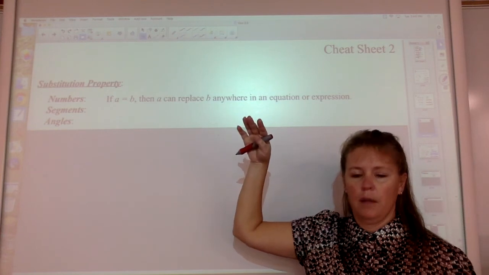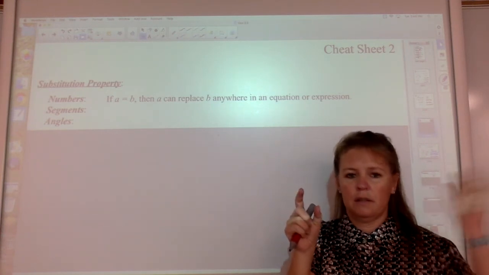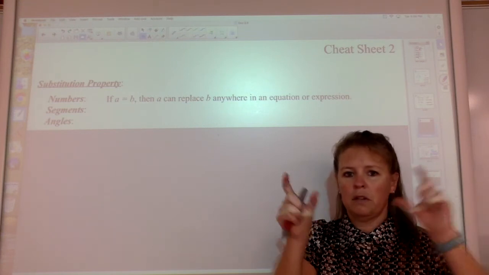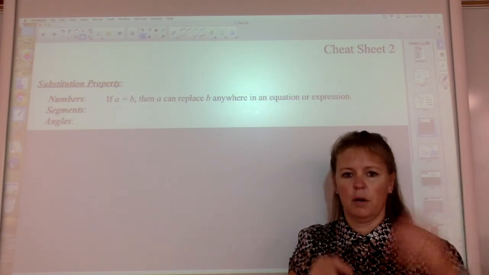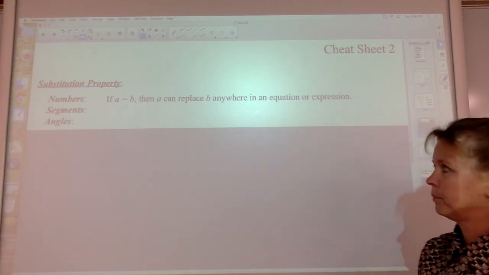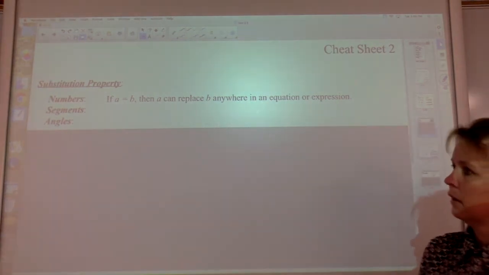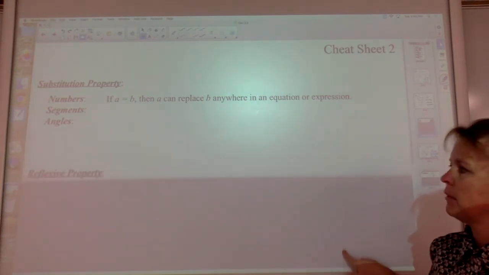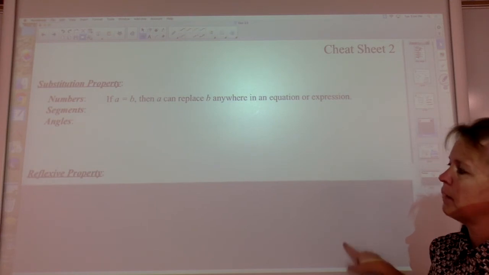Anywhere. Like we just did, we had two equal things. A segment is equal to two smaller segments. We took the two smaller segments out and put another segment in its place, as long as they're two equal things. Substitution property works for segments, works for angles. Let's keep going through the cheat sheet before we do another example.